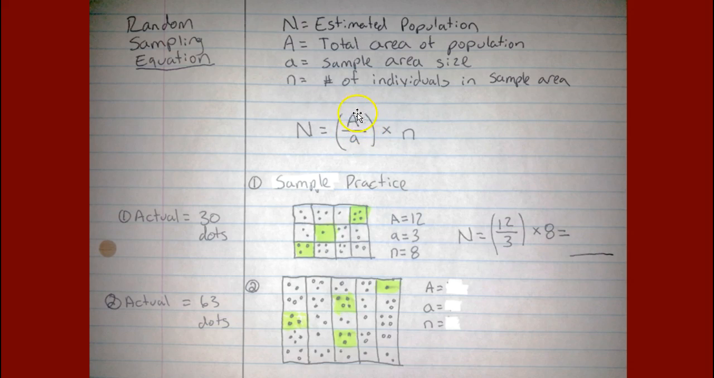So here we go again. Big A would be, okay, what's our area size? 100. What's our little a? Well, that would be 10 because we're sampling 10 times, and then little n is the number of individuals in the sample area.